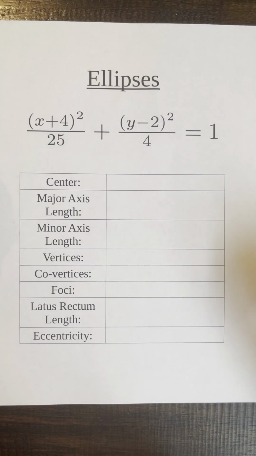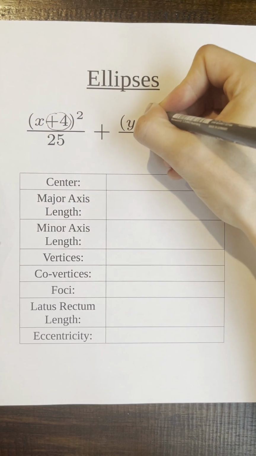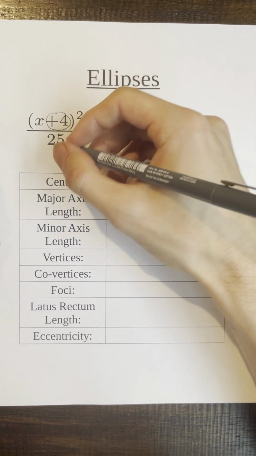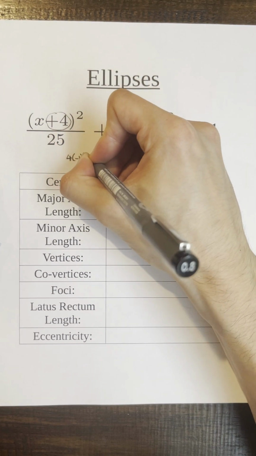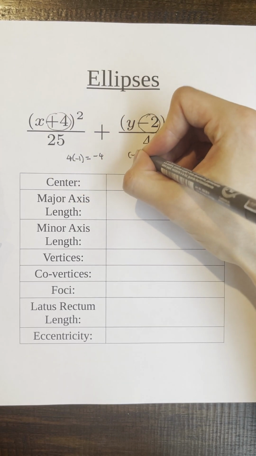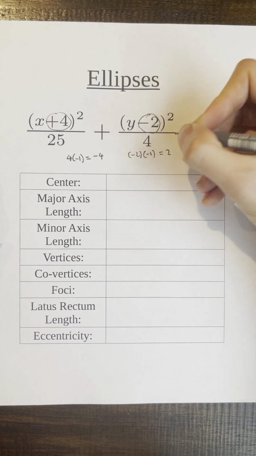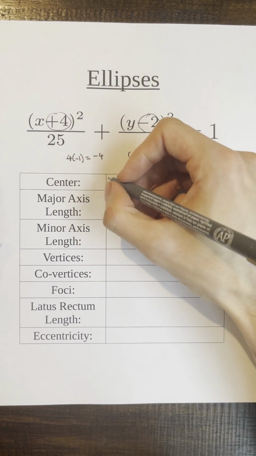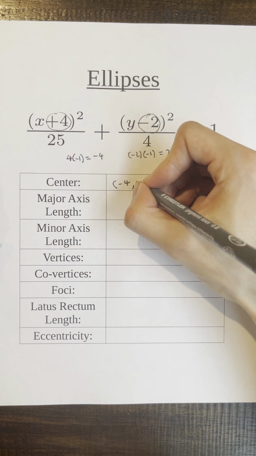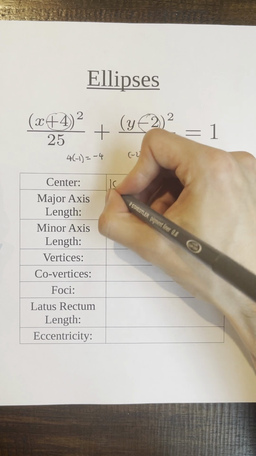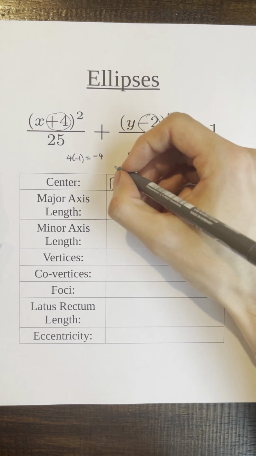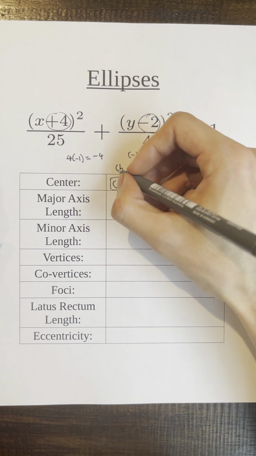To find the center of an ellipse, take these numbers and multiply them by -1. So 4 times -1 is how much? -4, and -2 times -1 is 2. Since this is with x, I'm going to use that as my x-coordinate for the center. And since this is with y, I'm going to use that as my y-coordinate for the center. This is your answer. By the way, we call the x-coordinate h, and we call the y-coordinate k.